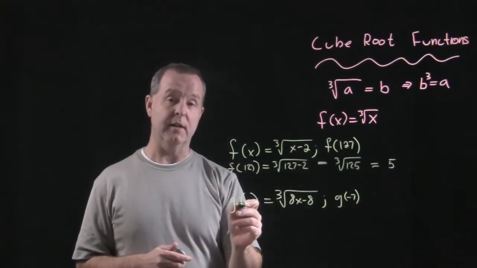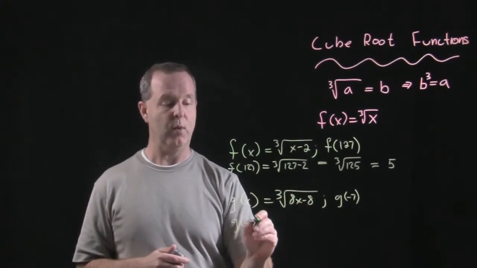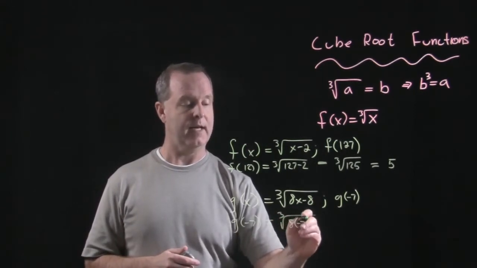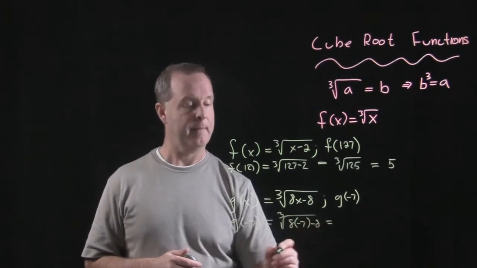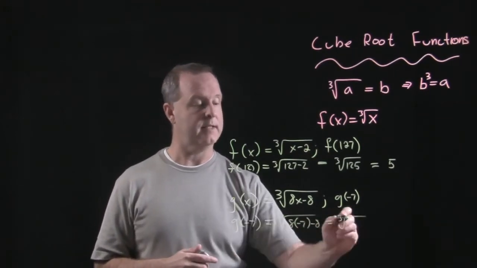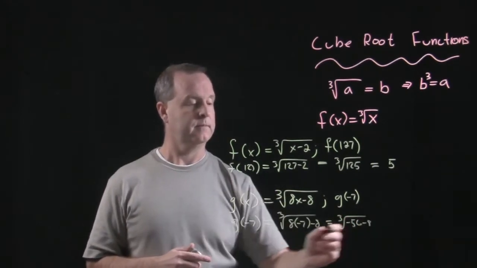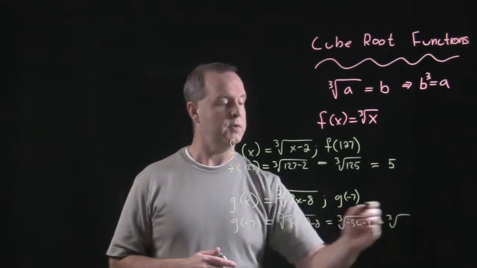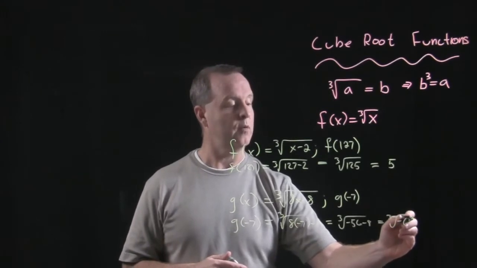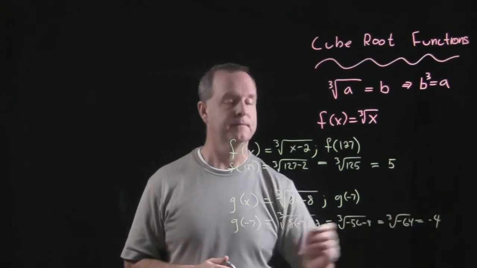Now the function g of x, substitute -7 in. So let's evaluate that at -7. The cube root of 8 times -7 minus 8. 8 times -7 is -56, minus 8, equals the cube root of -64. And then the cube root of -64 is -4.